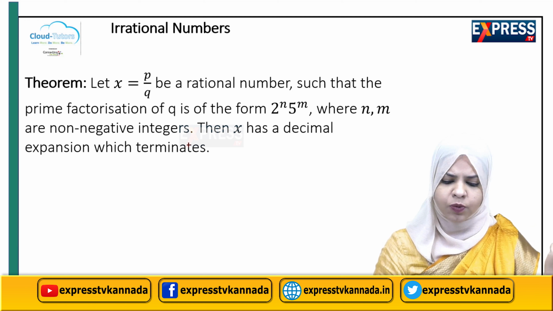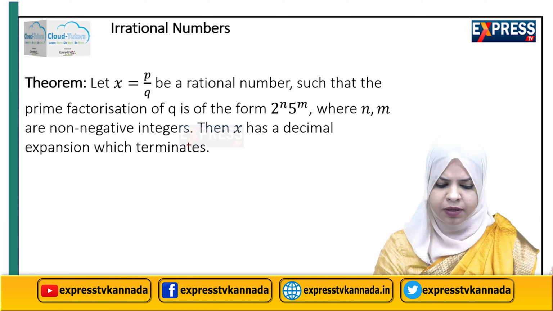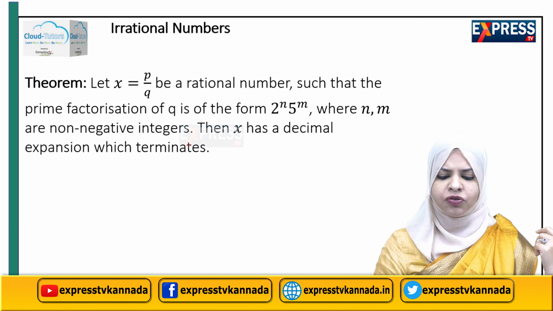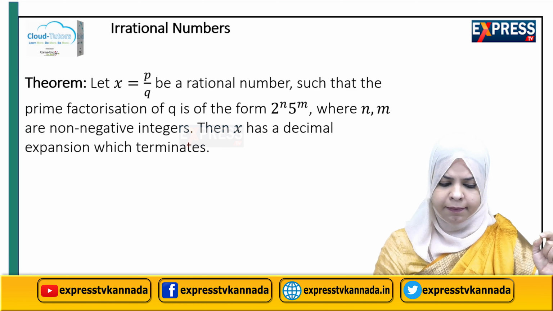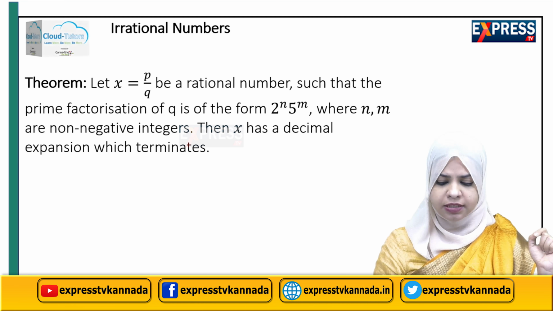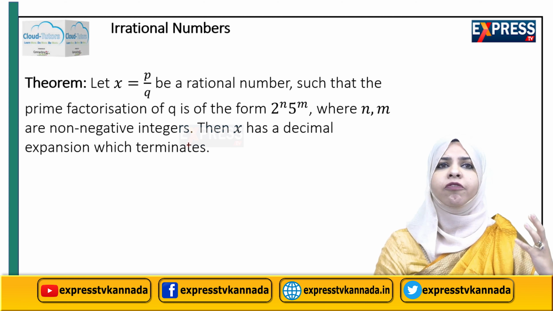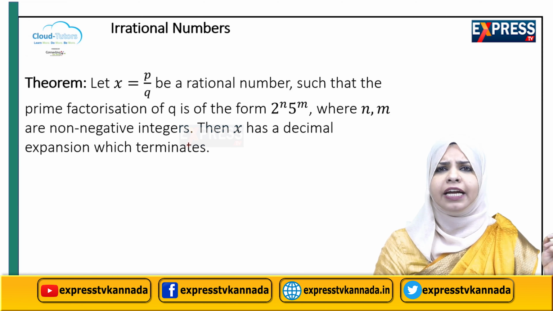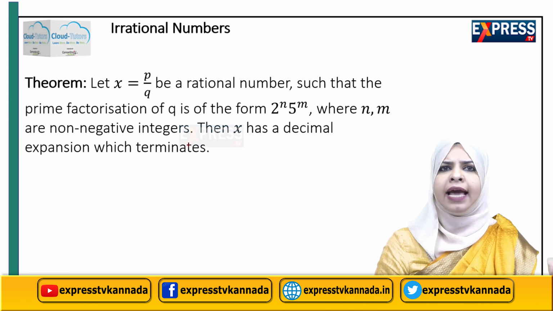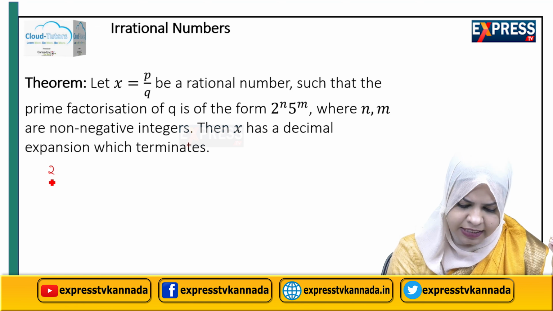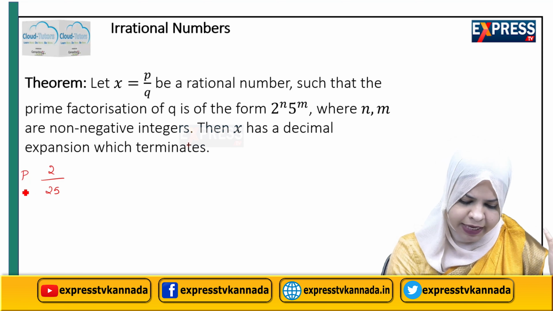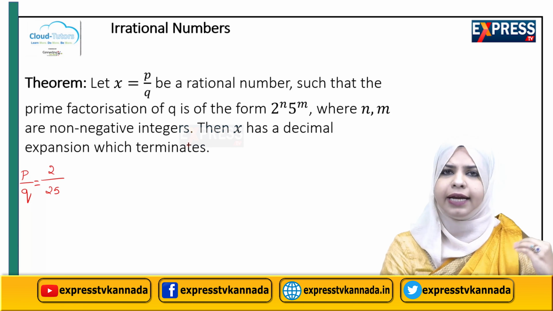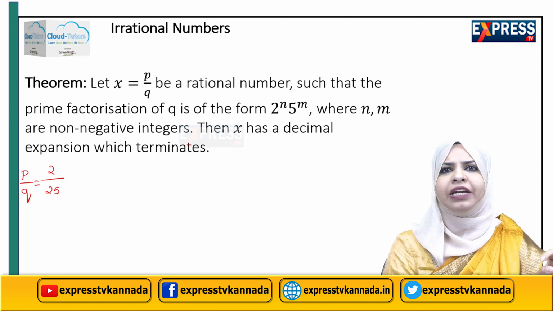Let x equal to p by q be a rational number such that the prime factorization of q is of the form 2 power n into 5 power m, where n and m are non-negative integers. Then x has a decimal expansion which terminates. First, let me take an example to see what it exactly means. Take 2 by 25. See here, it is in the p by q form, where p is 2 and q is 25.